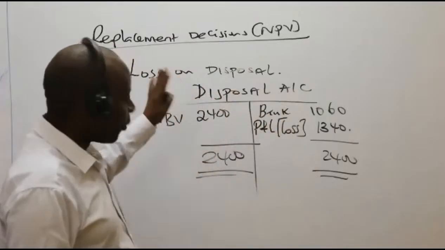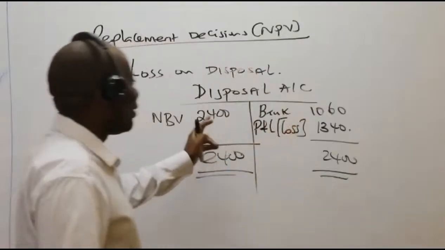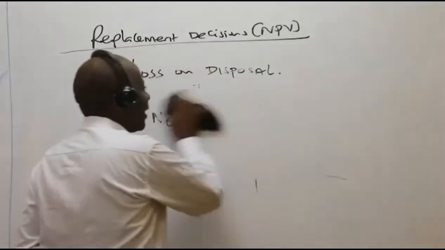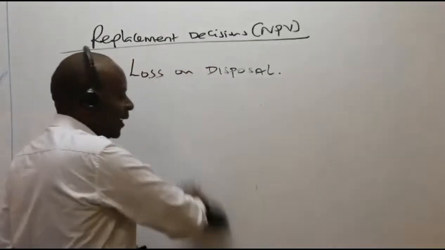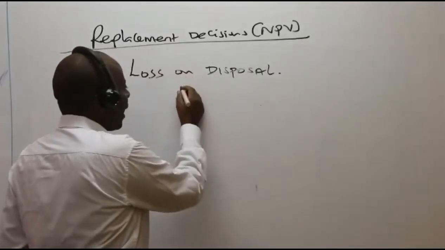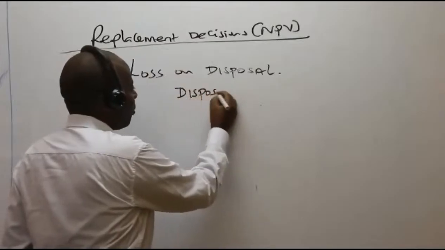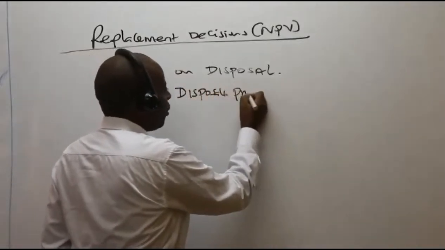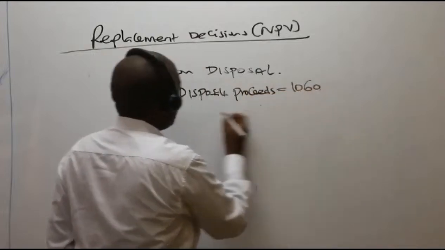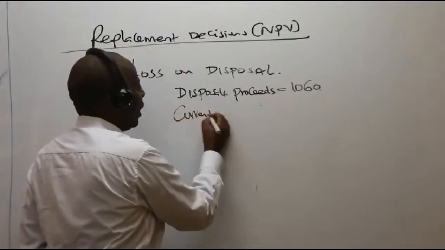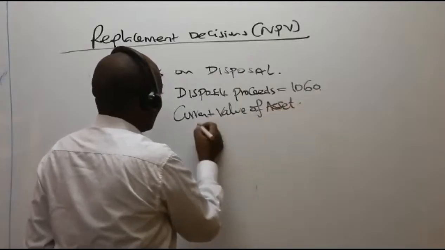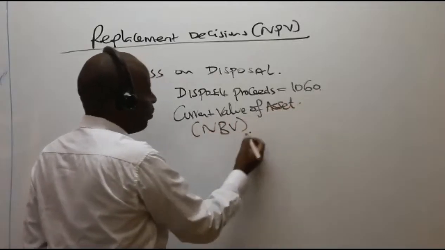Of course, I don't expect you to do this in financial management. In financial management, if you do it this way, I'll not be very happy with you. In financial management, ladies and gentlemen, what we normally do is to compare two things. We compare the disposal proceeds of 1060, and then now we look at the current value of the asset, as measured by the net book value.